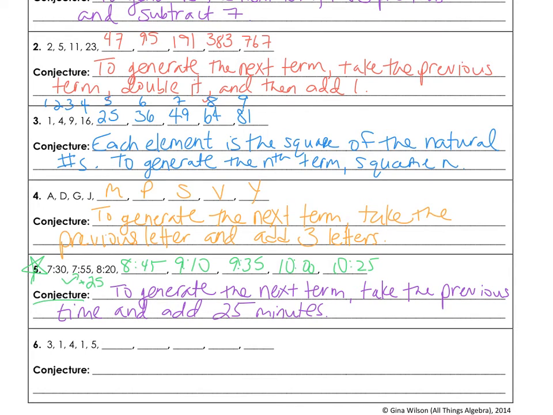Here's your answer for number 4. The difference between them is you need to add 3 letters each time. So after the letter A, you have B, C, D. So that is the 3rd letter after the previous letter.